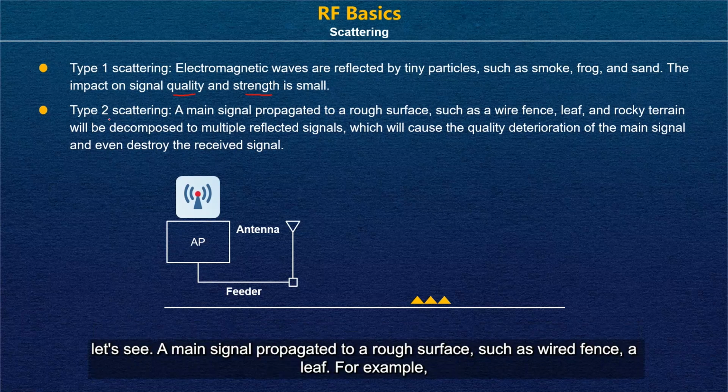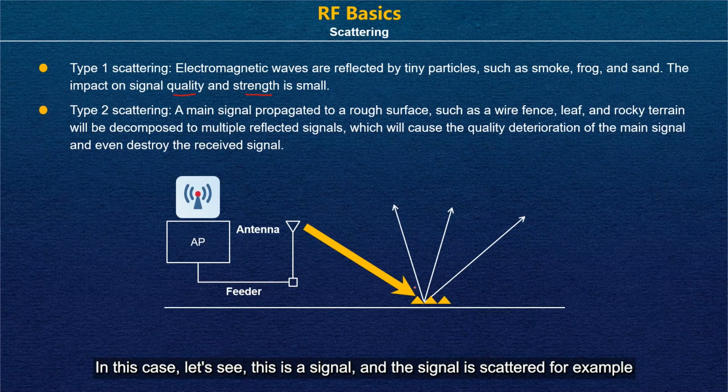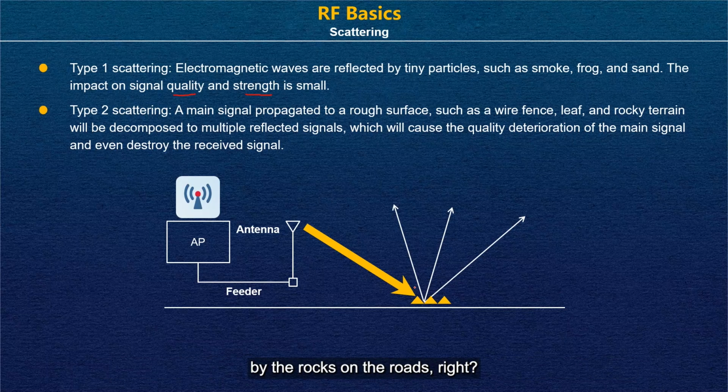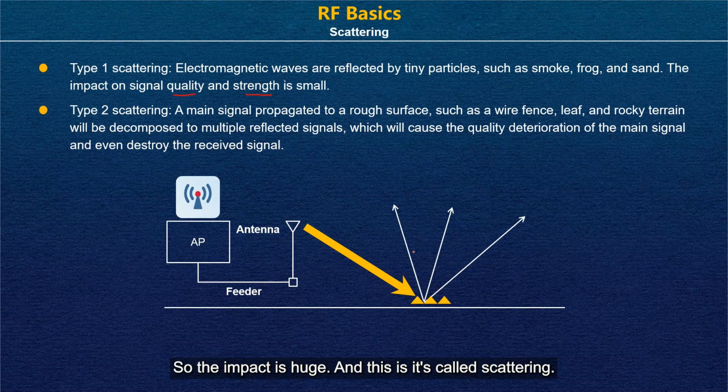But for type 2 scattering, let's see, a main signal propagates to a rough surface, such as a wire fence or a leaf. For example, in this case, this is a signal, and the signal is scattered, for example, by the rocks on the road, right? And it has been divided into different directions. In this situation, it will cause quality deterioration of the main signal and even destroy the received signals. So the impact is huge. Okay, this is called scattering.